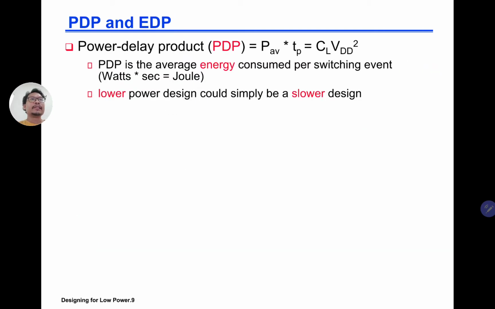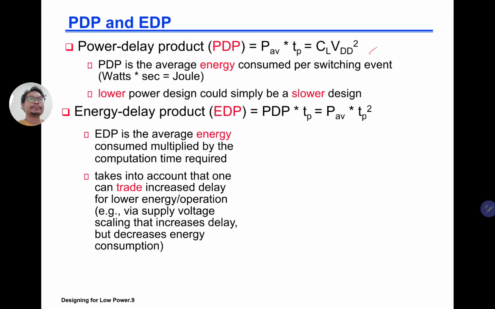So the power delay product, and the energy delay product. The power delay product is given by the equation PAV times TP equals CL VDD squared. So this is basically your energy. Its power delay is basically your energy. So PDP is the average energy consumed per switching event. Per switching event, a lower power design could simply be a slower design.